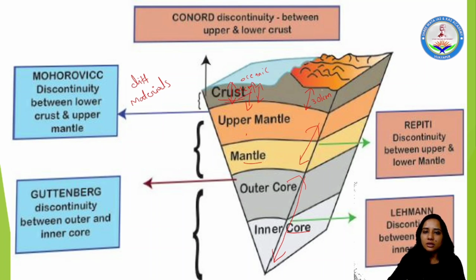But if you mine from the continental part, you need to dig 30 kilometers to reach the upper mantle portion. And what about the mountains? These are also one of the landscapes present on it. In the mountainous regions, the distance of the crustal part from the upper mantle increases, up to 70 kilometers on average. And this is regarding how thick the crustal portion is.